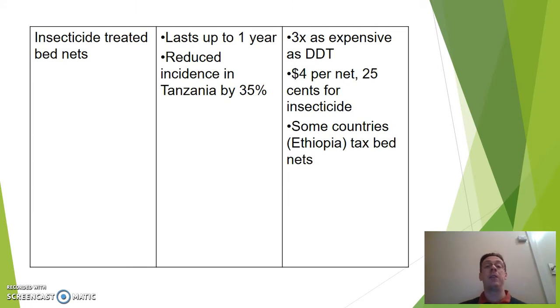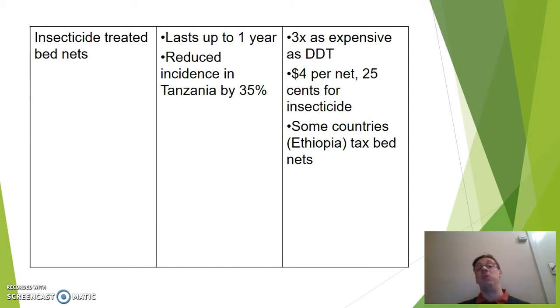One of the most common methods that you see globally is provide people with bed nets, insecticide-treated bed nets, I should add. And they last up to a year. In Tanzania, it reduced the incident rate of malaria by up to 35%. Problem again, expensive. You know, I mean, it costs money to provide the nets, it costs money to treat them.